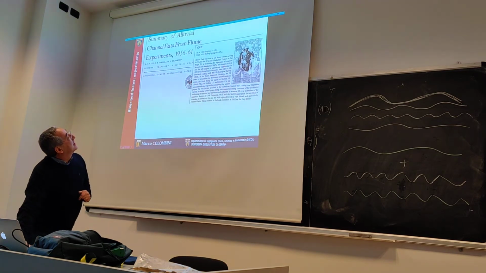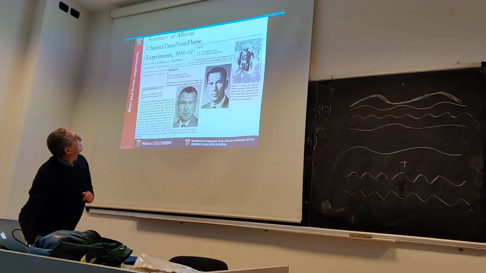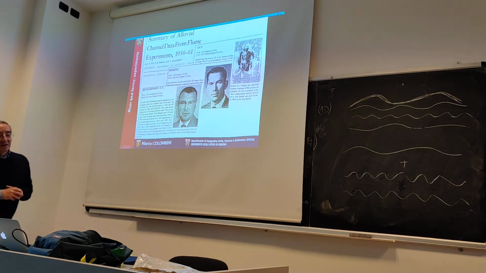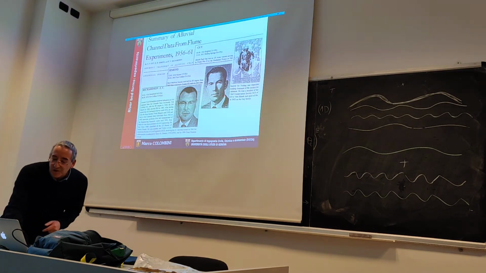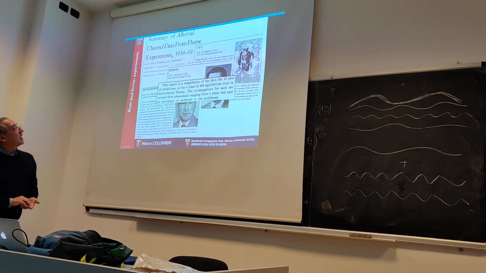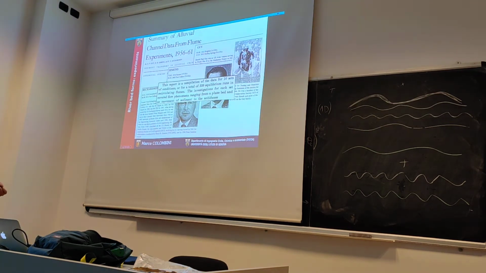Guy, Simons, and Richardson, that are probably not so known in the literature, but they are very much quoted in every experiment because they were able to build up a database in these 5 years, a database of 340 runs. Okay? Each one of them was characterized by a bed form. So they set up, they move in the space of the parameters.